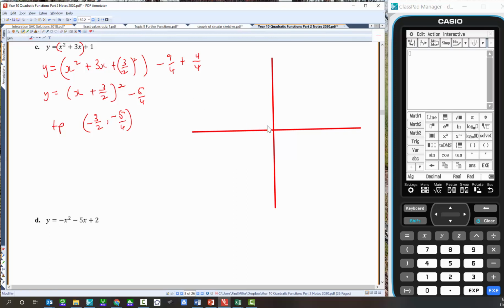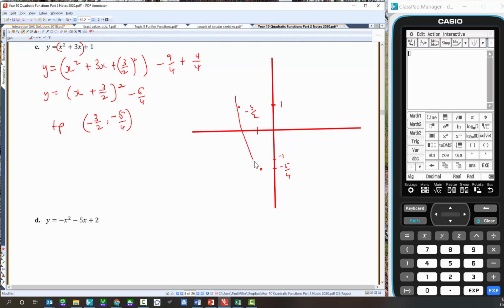So I'm going to pop negative 3 on 2 here, negative 5 on 4 there. That's going to be my parabola. Okay, and my y-intercept occurs when x is equal to 0. I can get it off the original function here. So here's negative 5 on 4, which is negative 1.25. So we're going to have a y-intercept of 1. So there's negative 1. So 1 is going to be up here somewhere. 1. So it's going to go through there, and via symmetry, it's going to go through there.